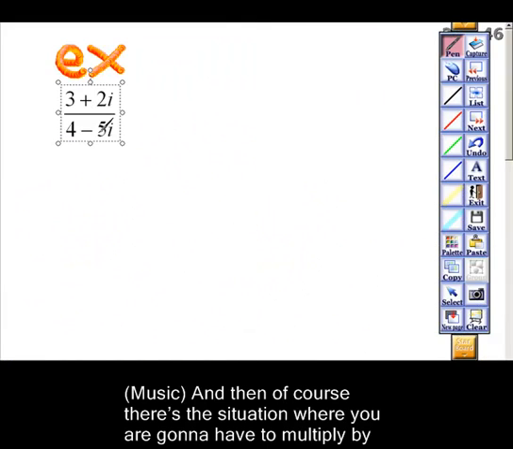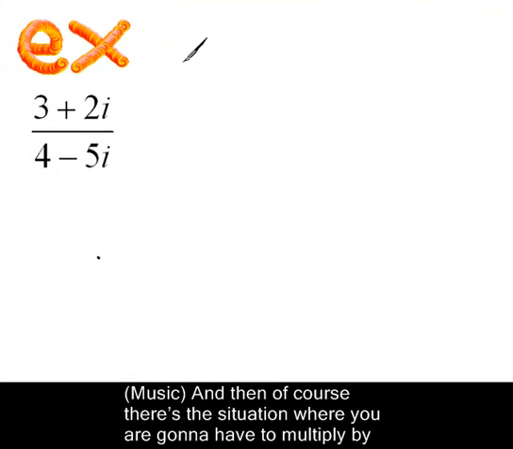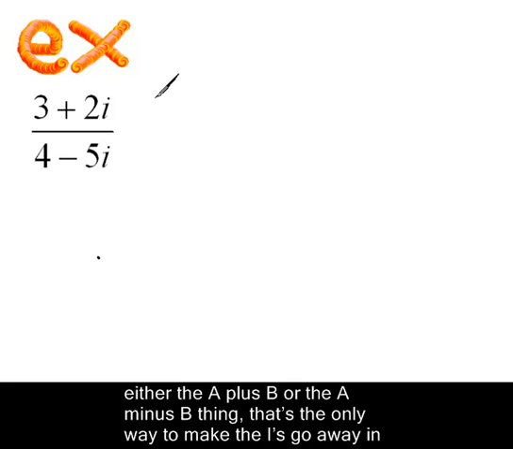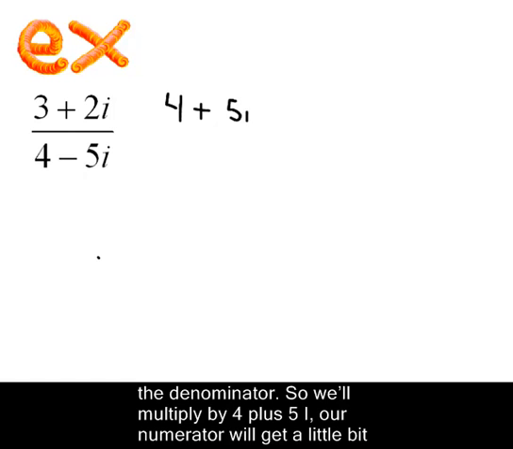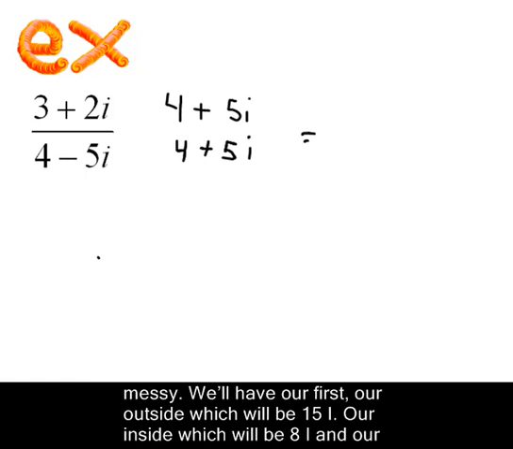And then, of course, there's a situation where you are going to have to multiply by either the a plus b or the a minus b thing. That's the only way to make the i's go away in the denominator. So we'll multiply by 4 plus 5i. Our numerator will get a little bit messy.